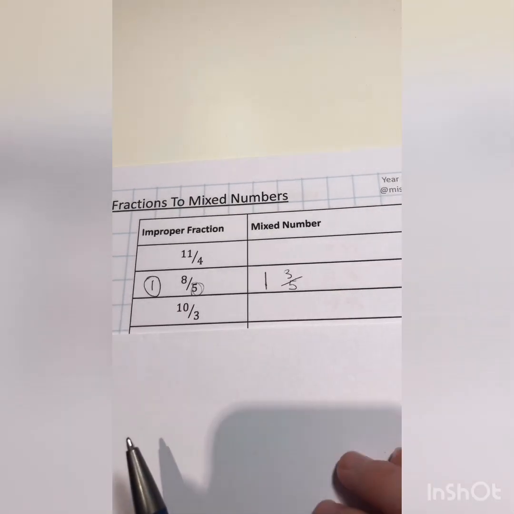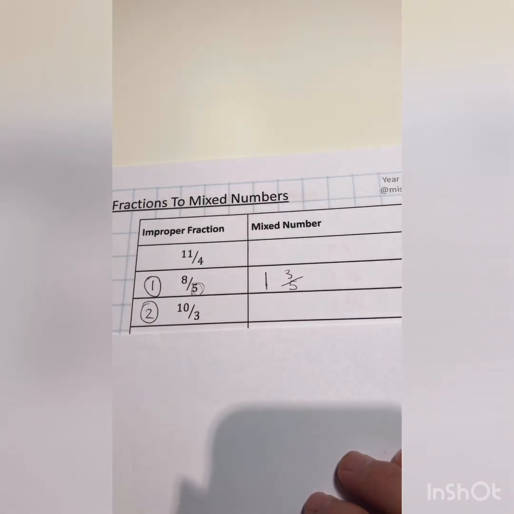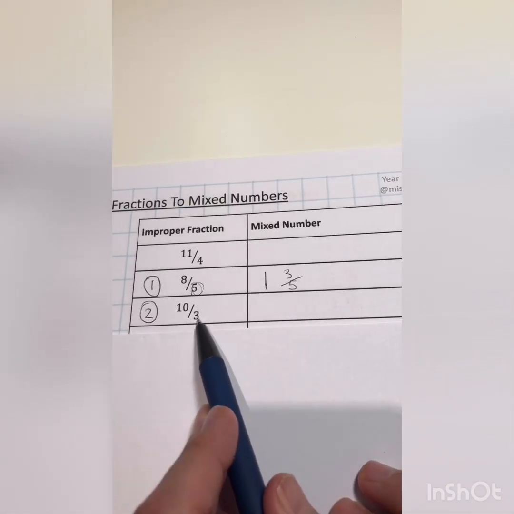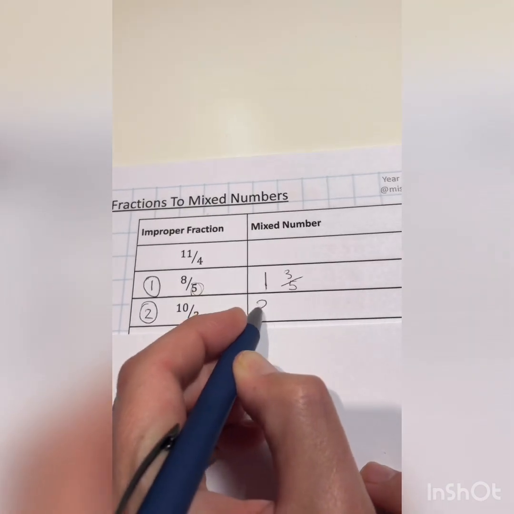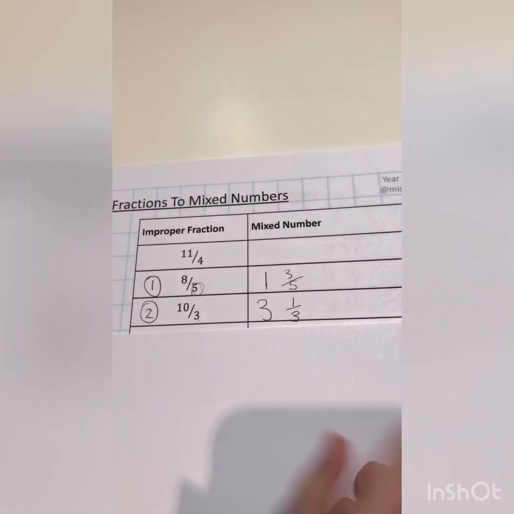Okay, you try this one yourself. This is number 2. Press pause and then see if you're right. Okay, let's try it. 3 into 10. 3, 6, 9. It fits in 3 times and there's 1/3 remaining. So it's 3 and 1/3.